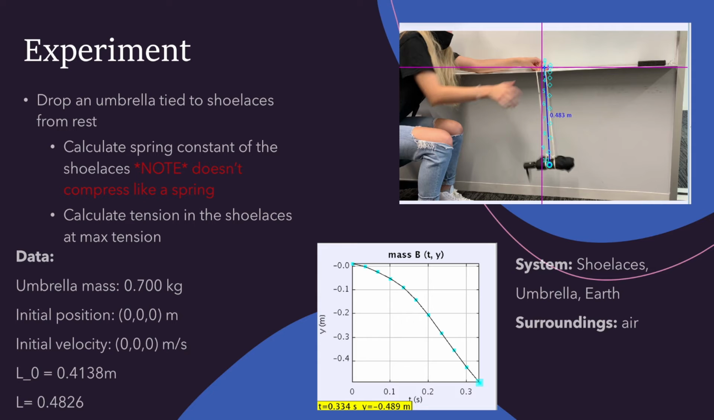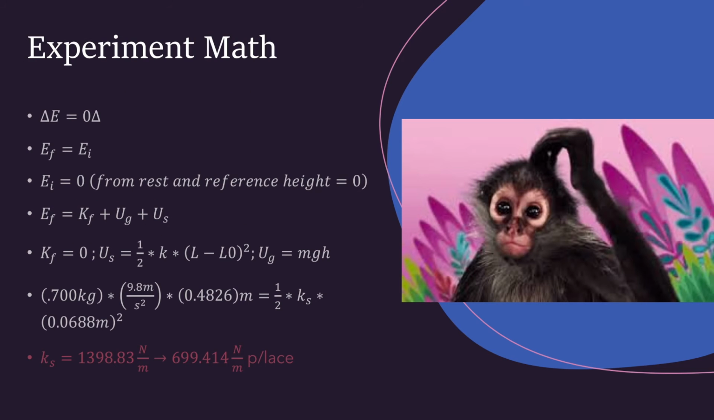It's also important to note here that a shoelace does not accurately represent a spring because 1, it doesn't stretch that much, and 2, it doesn't really compress. So instead of the object oscillating up and down like a spring, it really only dropped down, and the length of the shoelace at the bottom of the drop differed from its resting length by a mere 0.0688 meters, or 2 inches. Next, I did some calculations to compare to a computational model that we will go into in a moment to estimate the spring constant of the shoelaces.